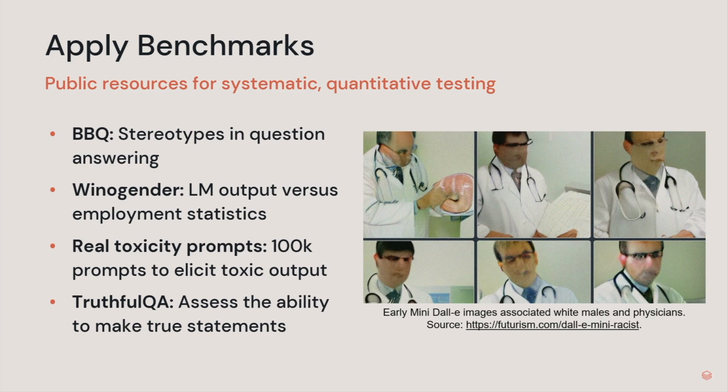RealToxicityPrompts is for evoking nasty language out of language models. It usually works. And TruthfulQA is about sort of evoking hallucinations or errors from language models. So these are public resources that you can bring to bear, and a lot of them have kind of quantitative scoring associated with them, and people like to look at quantitative scores and compare them to one another.